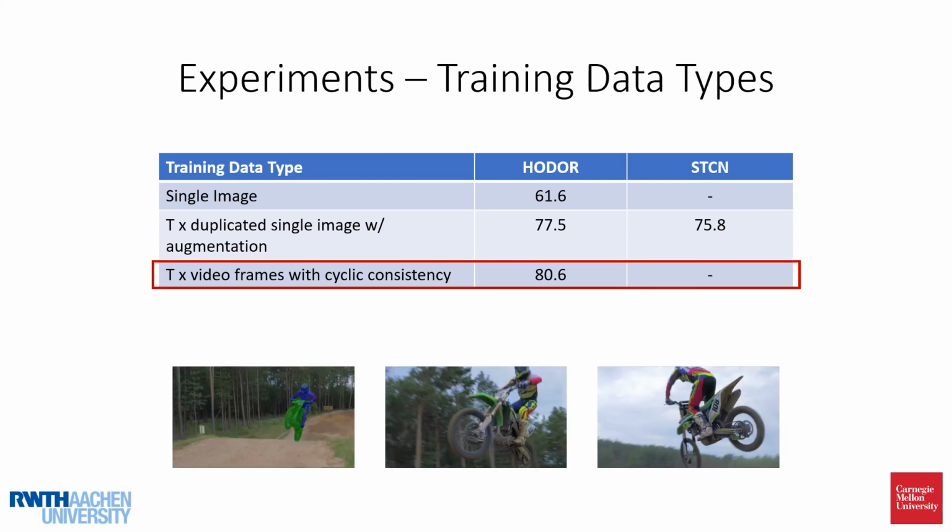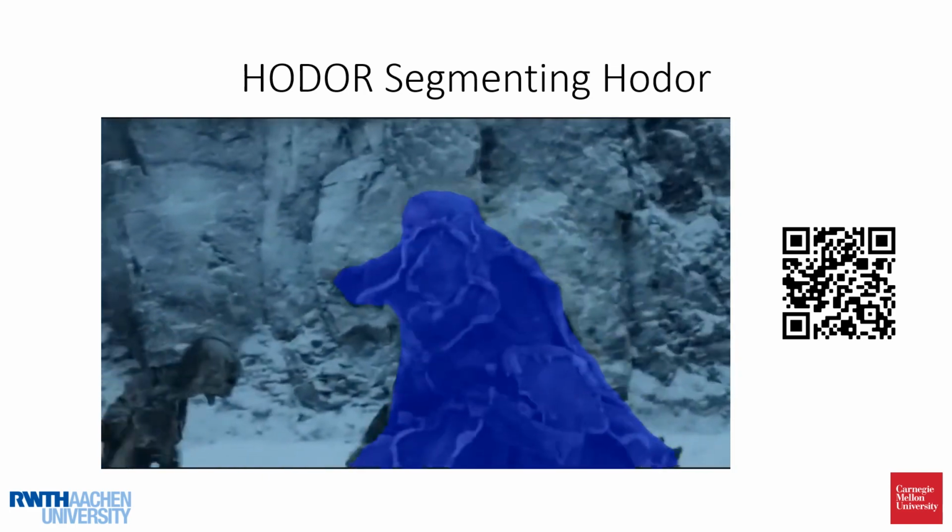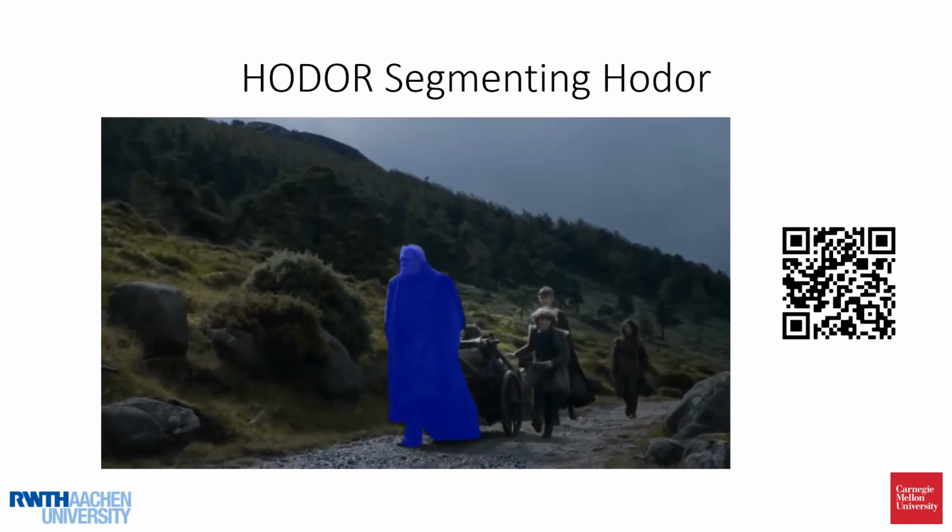Next, we show results for training HODOR on video sequences where just one frame per video is annotated. This improves the result to 80.6 JNF, and it shows that HODOR can effectively utilize unlabeled frames during training. This is again a setting where existing methods cannot be trained without making non-trivial changes. Finally, here is a qualitative result video showing HODOR segmenting HODOR in a couple of video scenes.